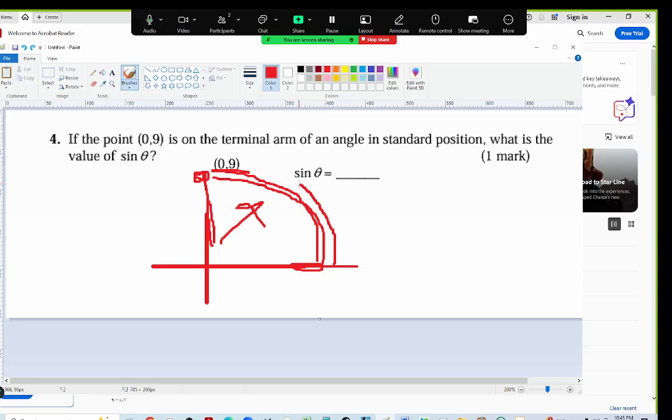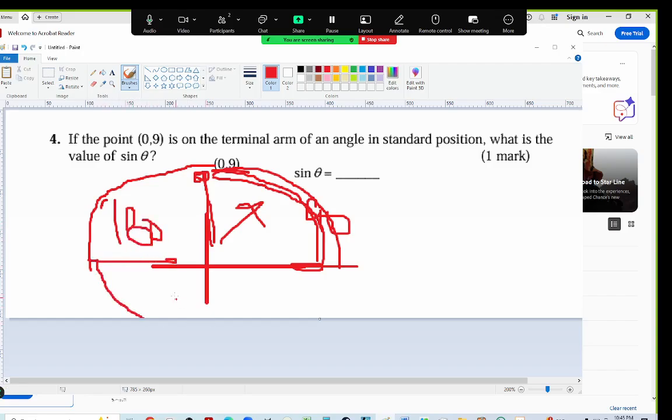I'll let you know, from the x-axis to the y-axis is 90. From this y-axis to the next axis is 180 total, 90 more. From this x-axis to this y-axis is 90 more, 270, and all the way around is 360. It doesn't matter how far up this point is.